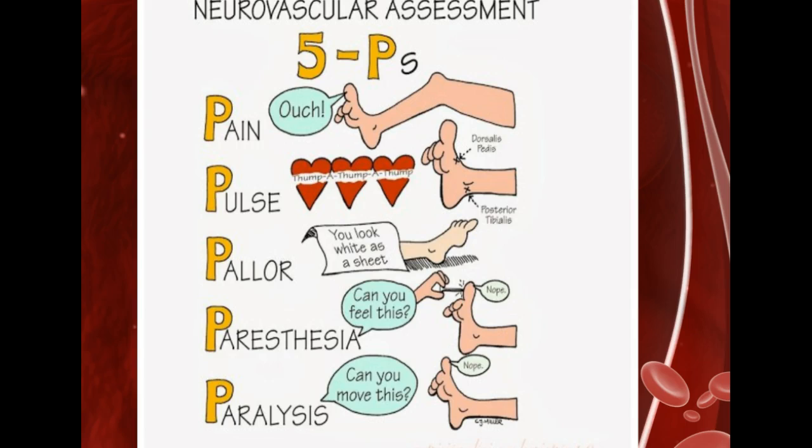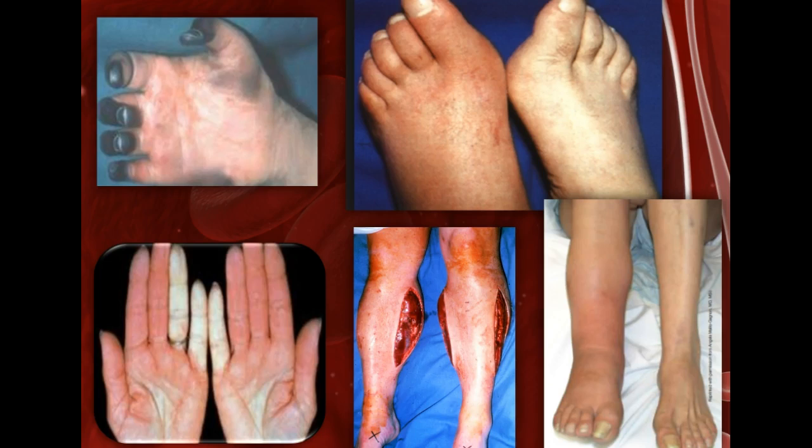Is there paresthesia? Okay, is this person able to feel when you're testing either by touch or another method? Are they able to move the extremity? So you're going to have to know the 5 Ps for peripheral vascular assessment. And here's why we do a peripheral vascular assessment.